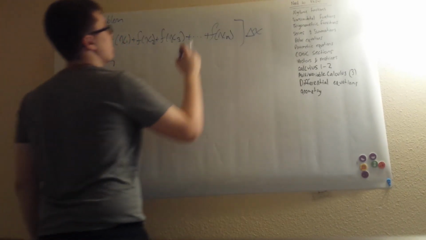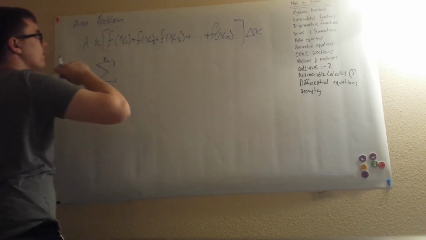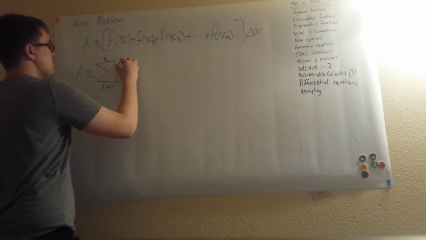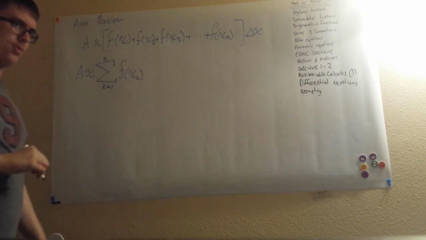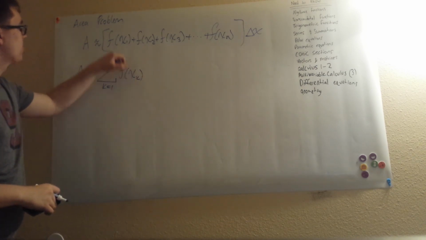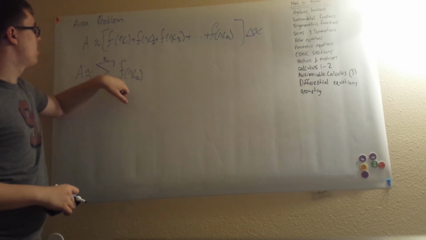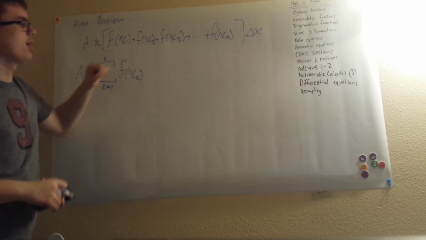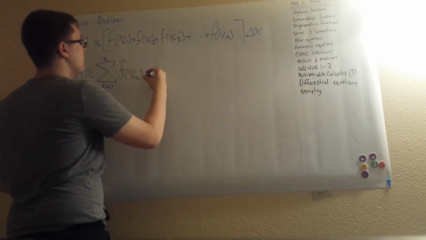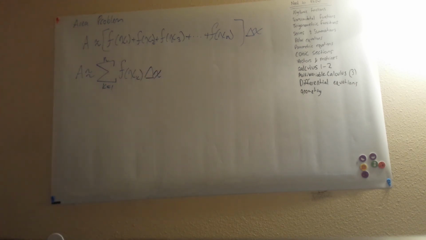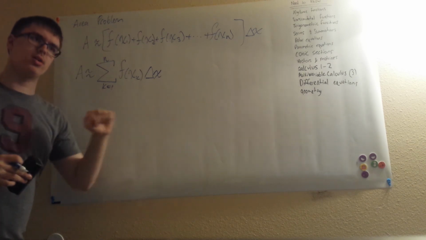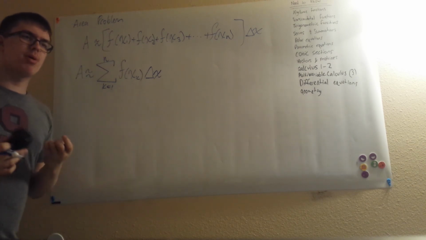Or the kth rectangle up to the nth. Sorry. So it says f of x sub k. We're going to count the rectangles. We're going to plug in 1, we get the height, plus plug in 2, we get the second height, plus, and then we're going to multiply all of that by delta x. That's your approximation.